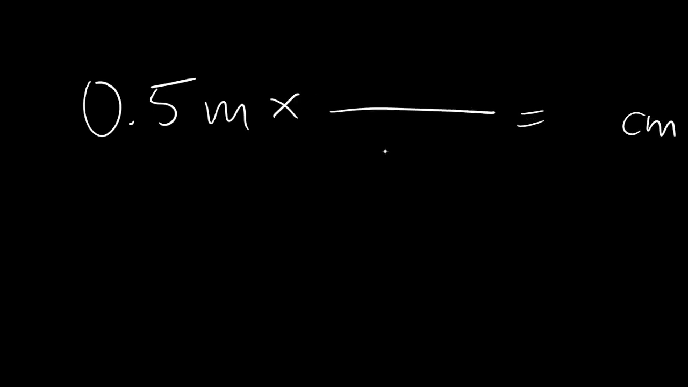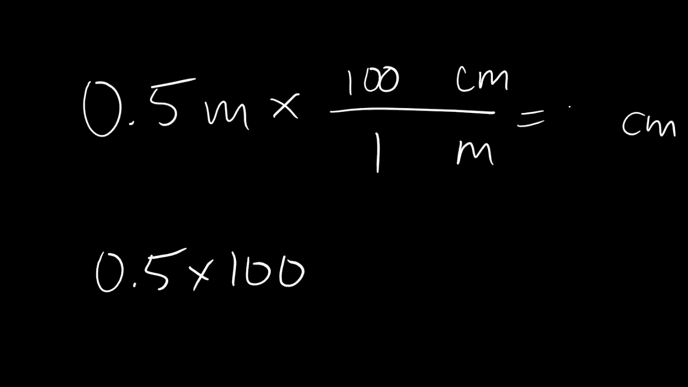We'll do one more example before we end this class. Say you have 0.5 meters, and we want to know how many centimeters that is. So we want to get rid of meters, so we put meters on the bottom. We want centimeters, so we put that on the top. We know that 100 centimeters are in 1 meter. So that's 0.5 times 100, which is 50. Which means that there are 50 centimeters in 0.5 meters.